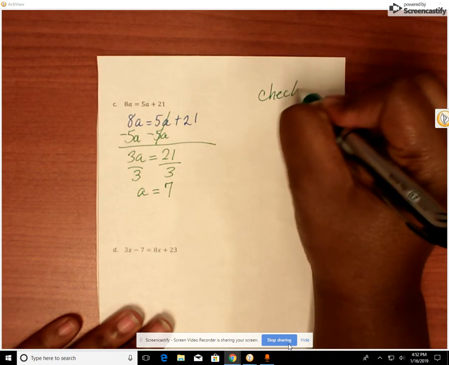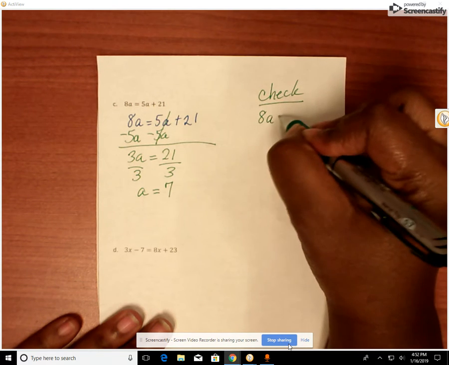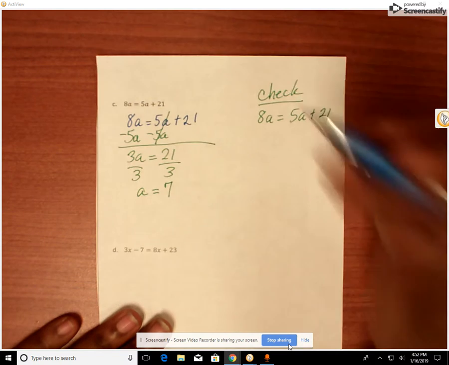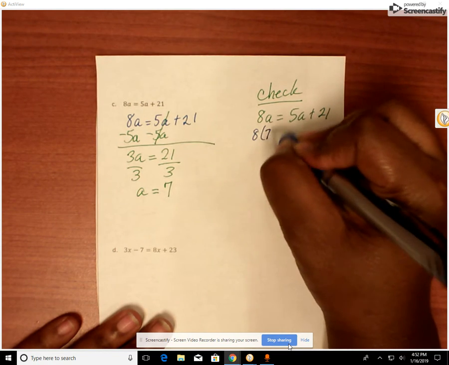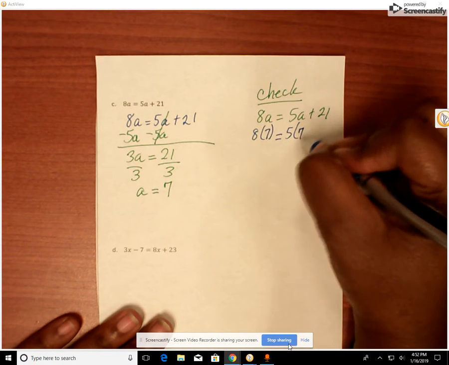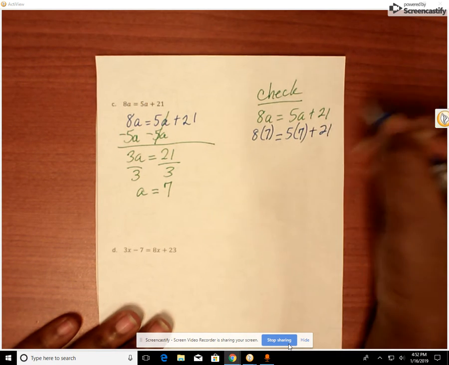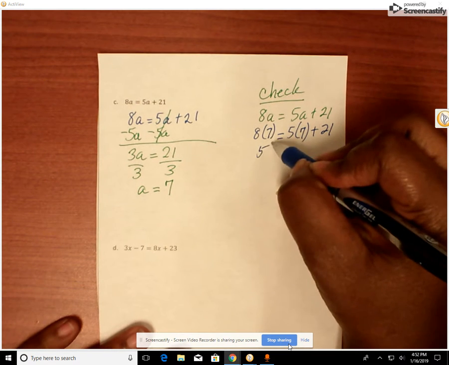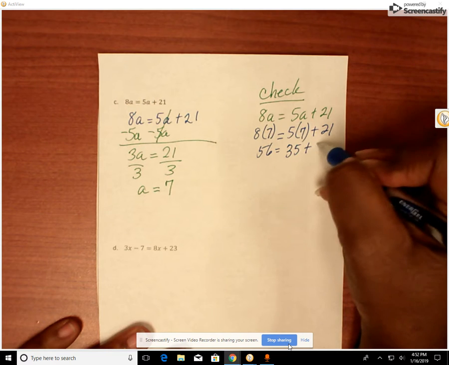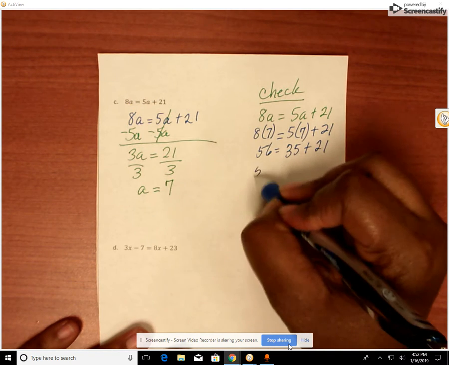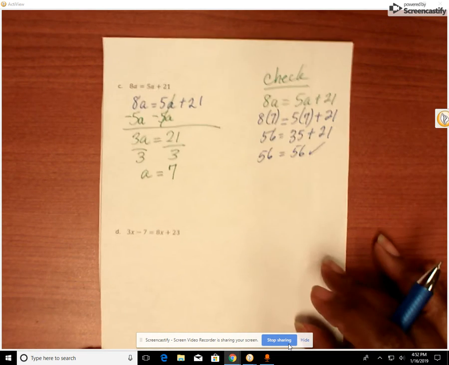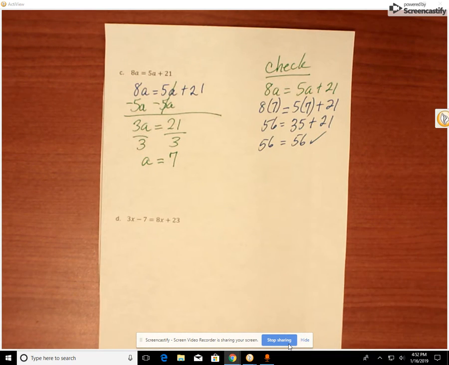Let's check it. 8A equals 5A plus 21. Again, write your problem down. So 8 times 7, because A is 7, that's what we're saying it is. 5 times 7 plus 21. 8 times 7 is 56. 5 times 7 is 35. Now all we have to do is add 35 plus 21 and we get 56. That is correct.